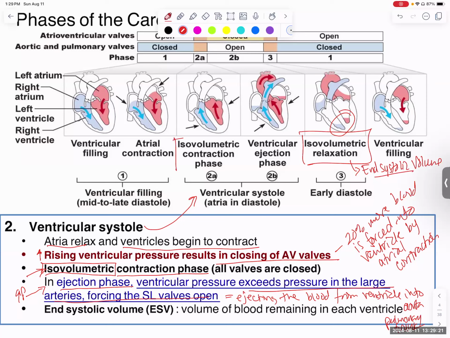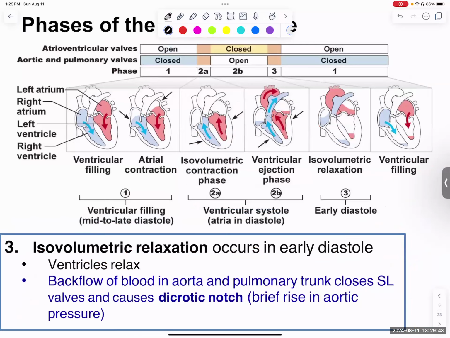So here we have isovolumetric contraction. Here's where you get the end diastolic volume, because it's at the end of the relaxed. So during these isovolumetric periods, here is where you get the end diastolic volume, and here's where you get the end systolic volume. This comes into play when we're looking at stroke volume.